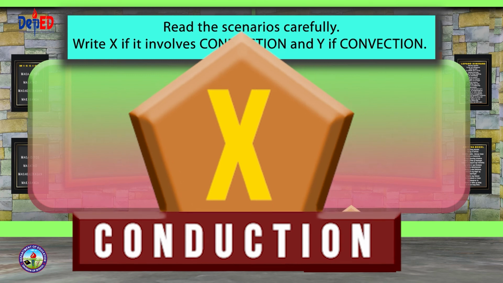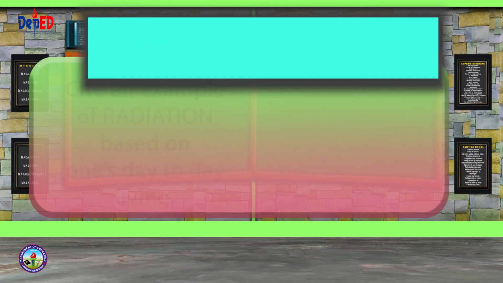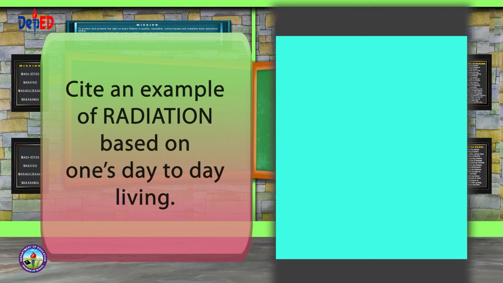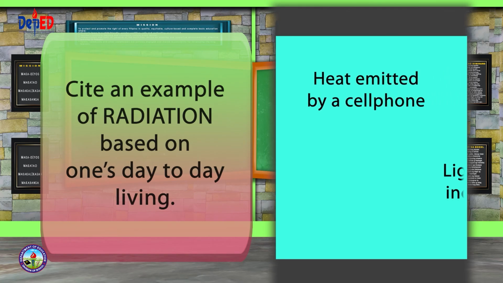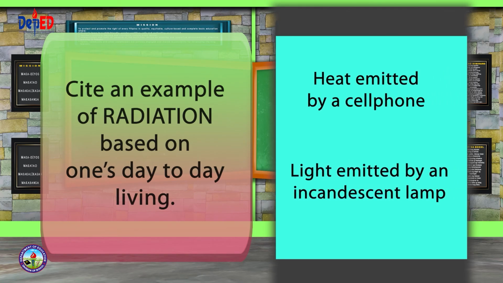Okay, another question: can you cite an example of radiation based on what you see today in your living environment? Yes. Examples are the heat emitted by a cell phone and the light emitted by an incandescent lamp. Yes. Wow, congratulations for doing great this day.